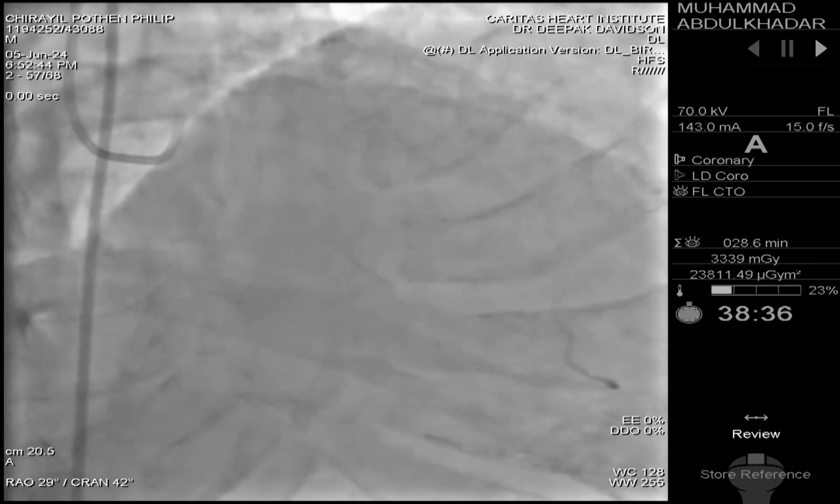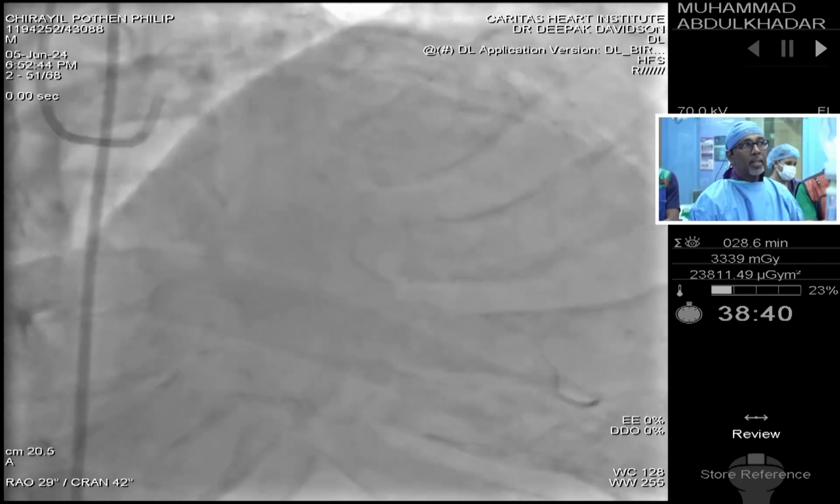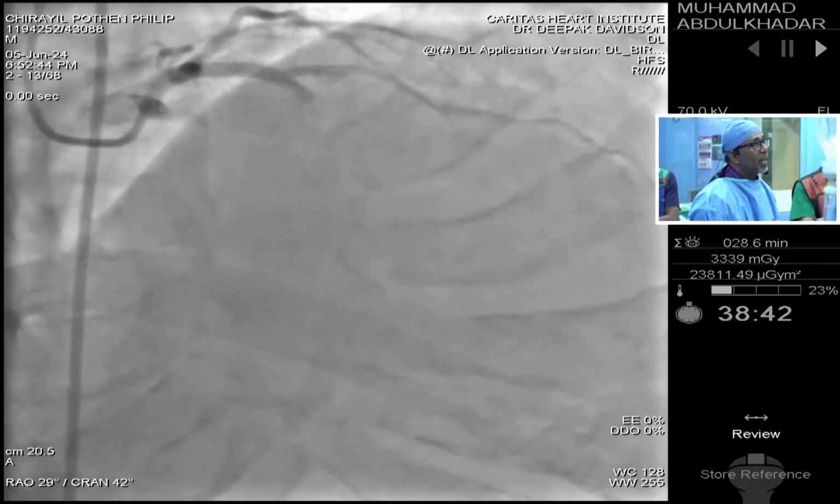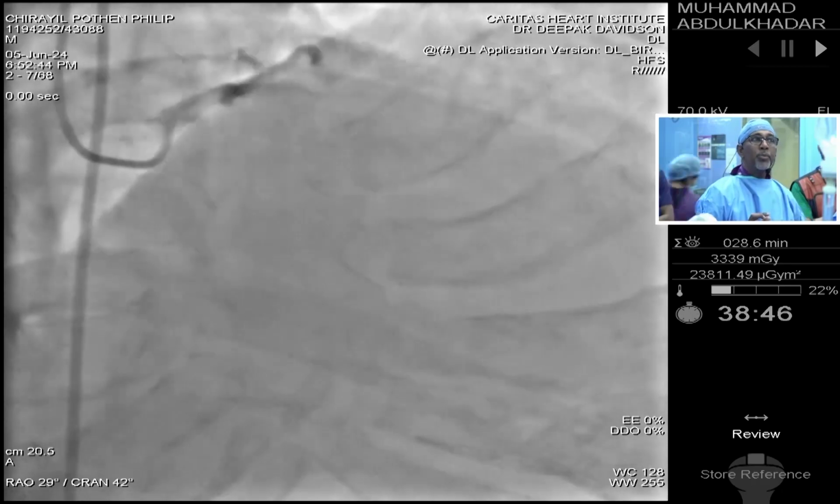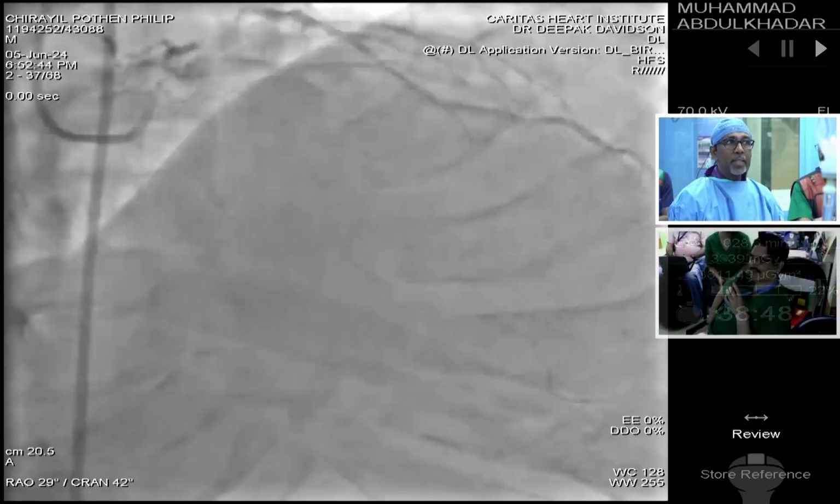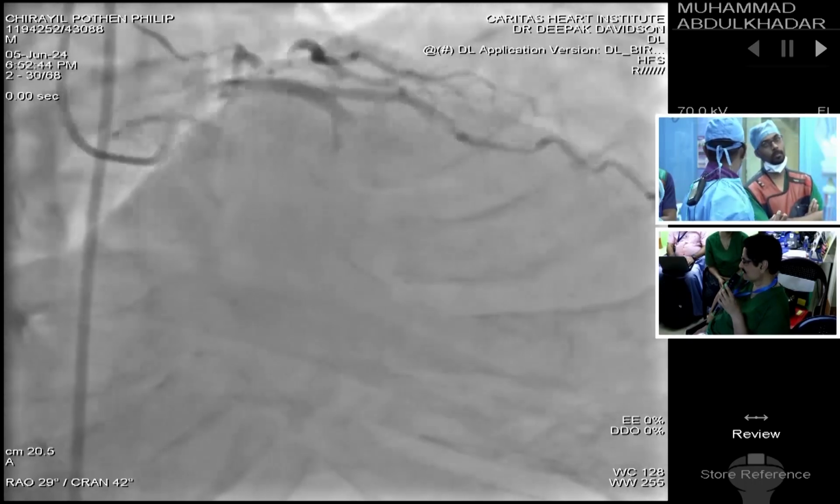It was a difficult one. We had to do multiple parallel wiring to get across. Show the CTO also. Which one crossed? It was Gaia 3. Gaia 2 went subintimal, and Gaia 3 ultimately crossed with parallel wiring. Show those images also.